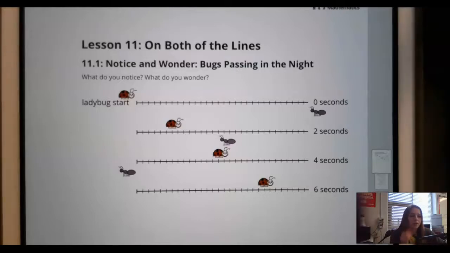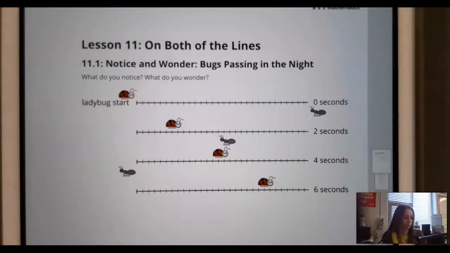Alright, so today we are talking about on both of the lines. So we're going to start off with a little activity that looks kind of familiar because we've done a number line with a ladybug and ant before, but now this is a little different. So, of course, we're going to start off with what do you notice and wonder.